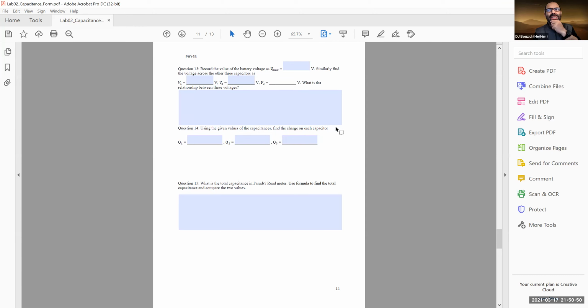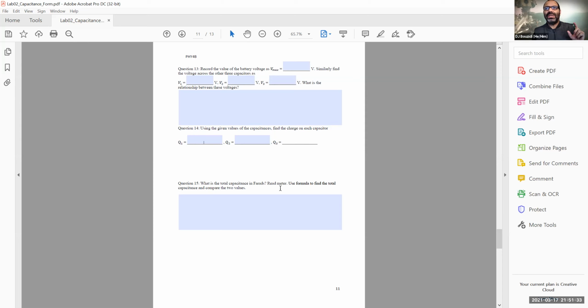Using the given values of the capacitance, find the charges. Q1: you have V1 and you have the capacitance. Remember, C times V1 should be Q1. The other, V2, which is the second voltage that you measured, and you have the capacitance C2 that you have chosen, 0.2 picofarad. 0.2 picofarad times this value should be Q2. And the same thing with V3. You need to check that these three need to be the same. Q1, Q2 and Q3 will be the same charge because they are in series, okay?